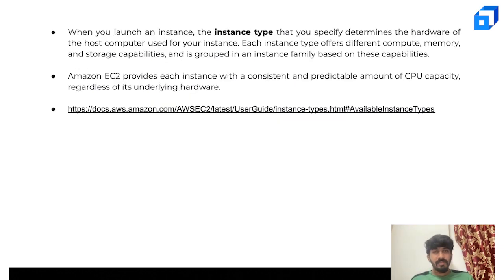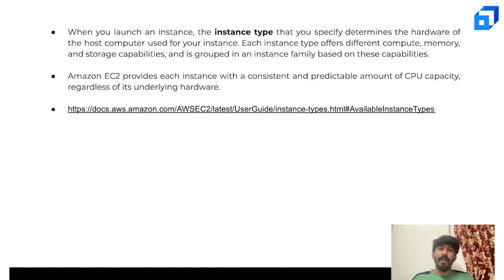So when you're launching an instance, you should choose something called the instance type. The instance type that you specify determines the hardware of the host computer. Each instance type offers a different compute, memory, and storage capabilities and is grouped in an instance family based on these capabilities. Amazon EC2 provides each instance with a consistent and predictable amount of CPU capacity, regardless of its underlying hardware. So what they are trying to say here is, there are so many different instance types and you can choose any one of them. If you need a high performance instance, you would need to choose an instance according to that. If you need a simple general purpose instance, you can choose according to that.